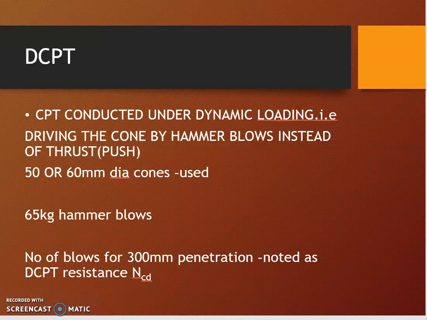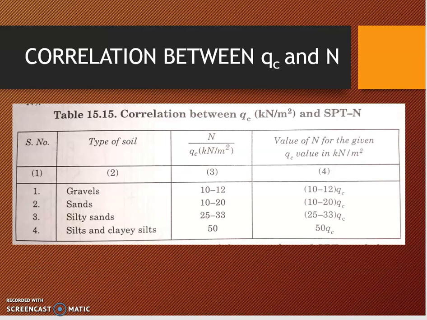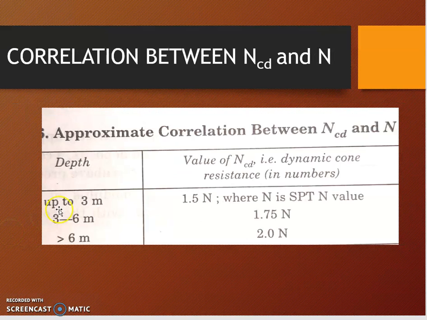Okay. Now these are some correlations obtained. You can pause the video and check these things. Value of N and QC, N by QC values, type of soil, value of N for a given QC in kilonewtons. This is one correlation. The second is this correlation between NCD and N. What is NCD? Dynamic cone resistance, and N.